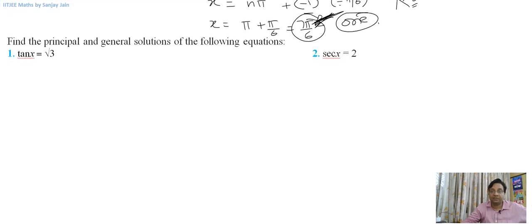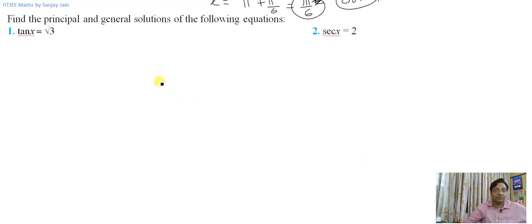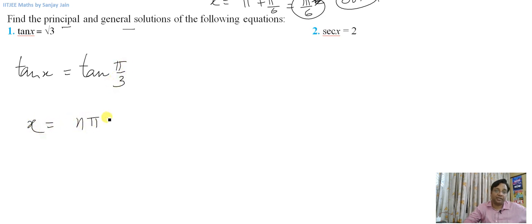Find the principal and general solutions for the following equation. So tan x equal to root 3. So let me write it as tan x equal to tan pi upon 3. So x will be equal to n pi plus pi by 3. This is my general solution where n belongs to integers.